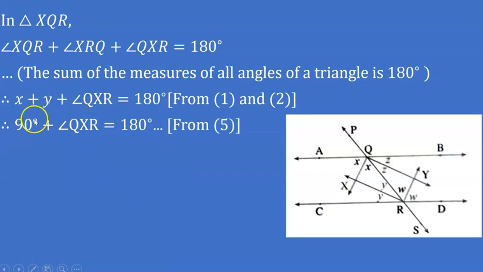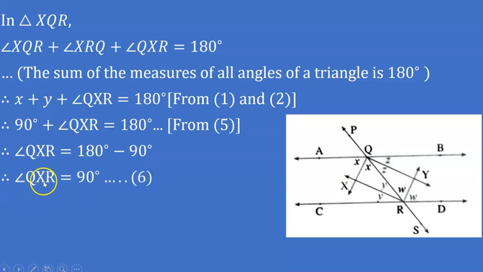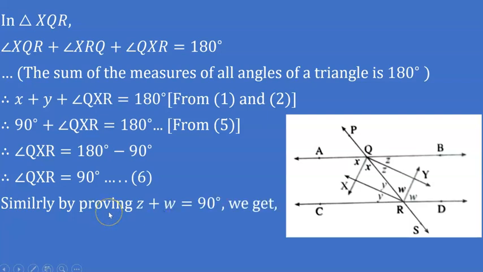But x plus y is 90 degrees. Therefore 90 degrees plus measure of angle QXR is equal to 180 degrees. Therefore measure of angle QXR is equal to 180 minus 90 degrees, and therefore measure of angle QXR is equal to 90 degrees. Similarly, we can prove that the measure of angle z plus w is equal to 90 degrees, and also here we will get measure of angle QYR is equal to 90 degrees.